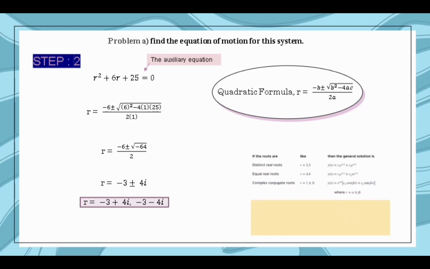So we need to refer back to the formula for the case of conjugate roots, and the general solution is y equals e to the power of negative 3x times (a cos 4x plus b sin 4x).